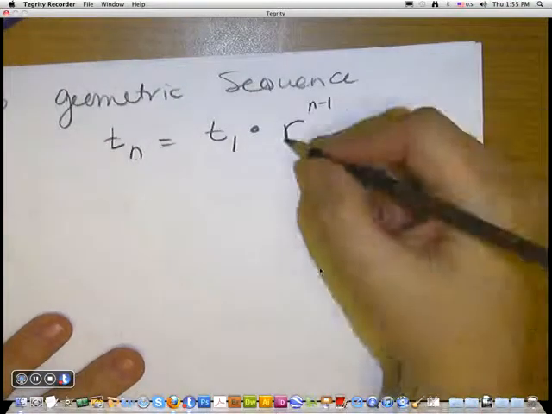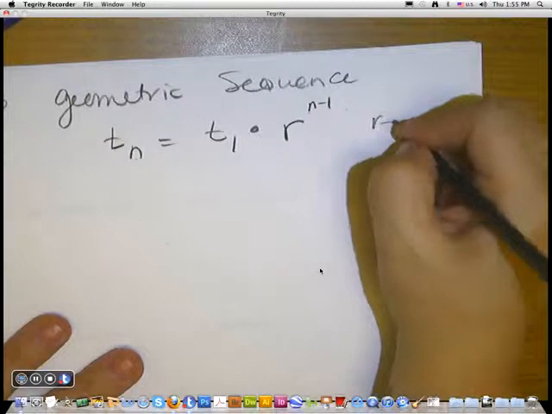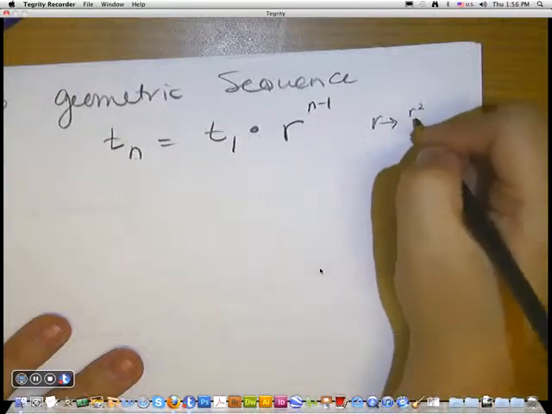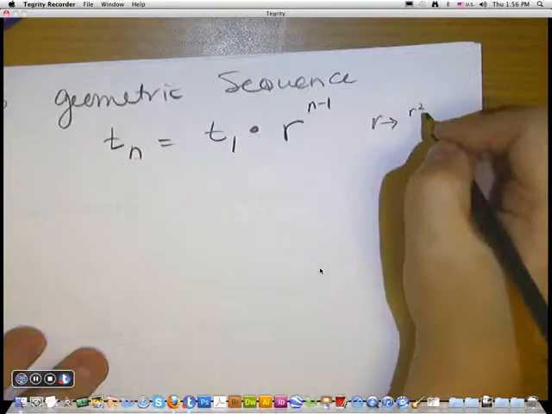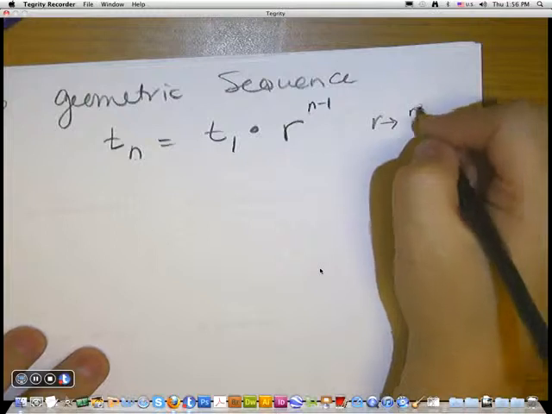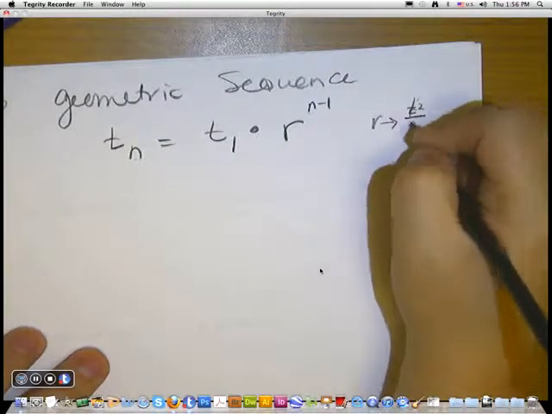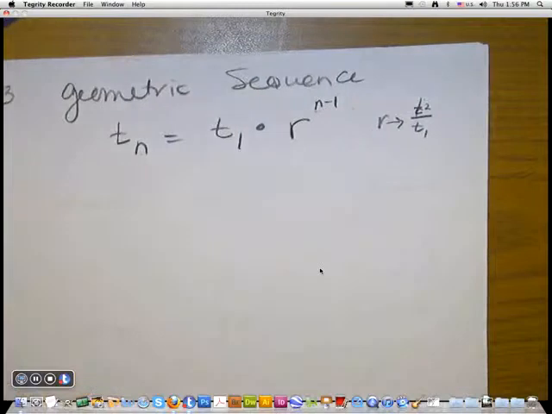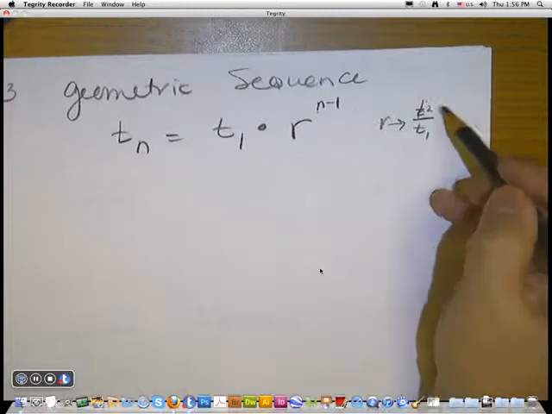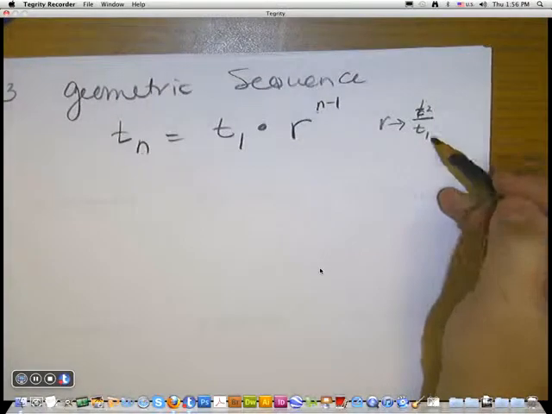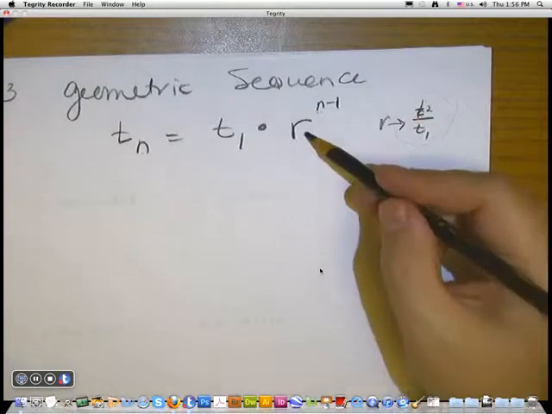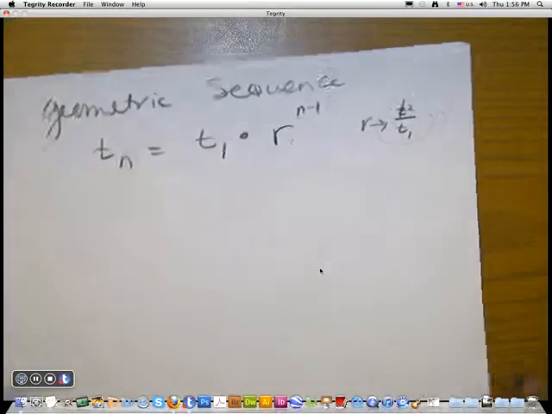Now, if you're having problems finding a ratio or it's not obvious to you, you can find the ratio by dividing the second term by the first term, or any sequential terms. The 10th term divided by the 9th term, the 21st term divided by the 20th. It doesn't matter as long as you have two that are sequential, and the second one goes on top, the first one goes on the bottom. Find that ratio, and that's what's going to go in the R location.